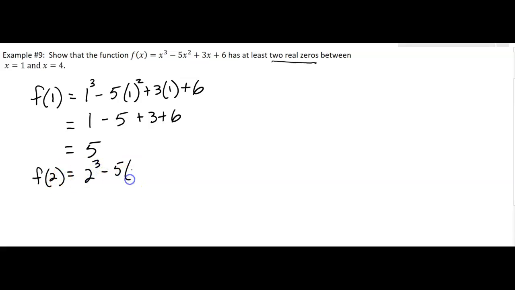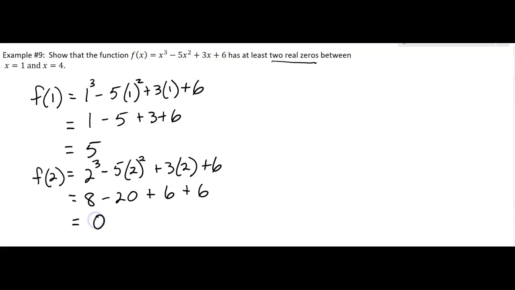And our numbers aren't super large, so hopefully it won't get too bad. So 8 minus 20 plus 6 plus 6. That's going to turn out to be 0, isn't it? Well, that's interesting, because we're supposed to find that there are at least 2 real zeros between 1 and 4, and we just found one. So we found a 0. Yay for us. Okay.